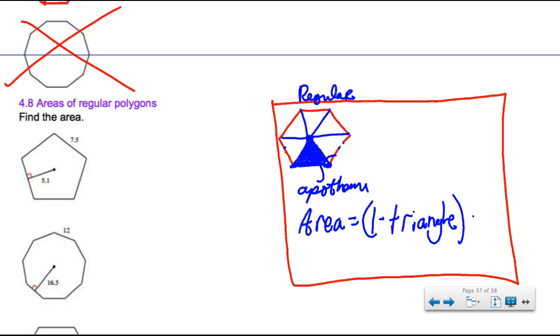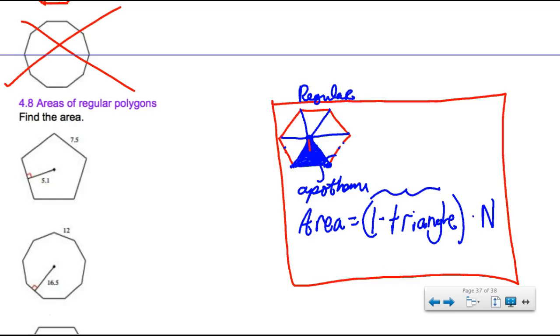So for this hexagon, it has six angles, six sides, and there's six of those triangles in there that are all the same. So we do one triangle times the number of triangles, which is the same as the number of sides, which is the same as the number of angles. So all we really need to do is figure out, well, what's the area of one of the triangles?